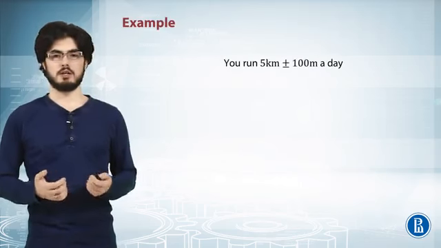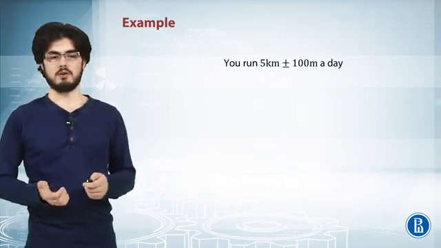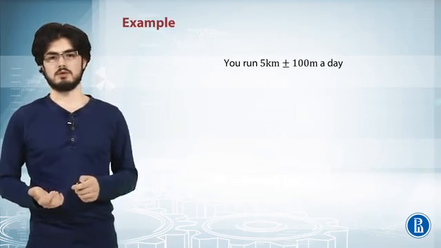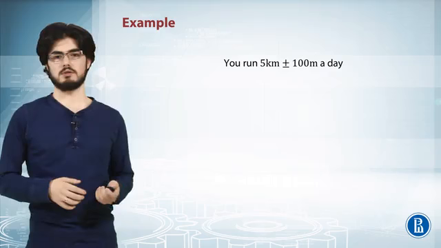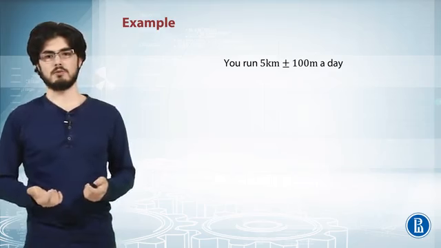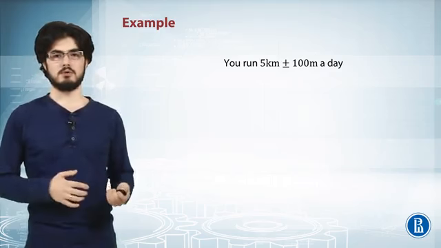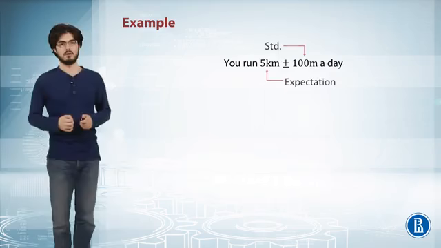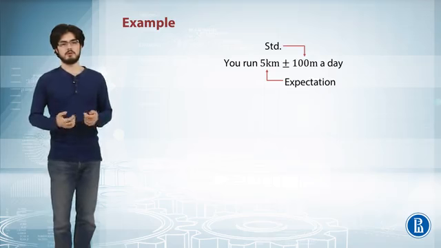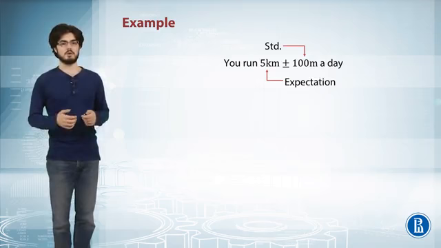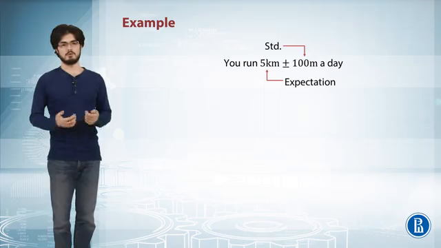Imagine that you run every day. You run somewhere around 5 kilometers. However, some days you're a bit more active, some days you're a bit tired. And so you can run 100 meters more or 100 meters less. This means that the expected value of the distance that you run is 5 kilometers and the variance is 0.1 kilometers squared. So we can model this as a random variable that has a gamma distribution.